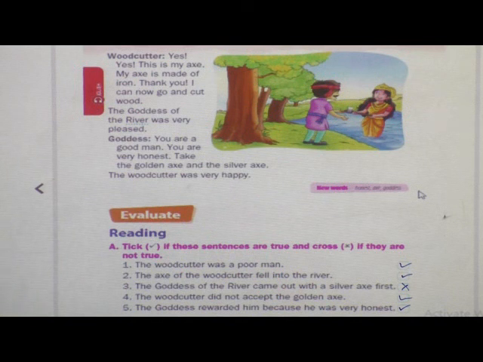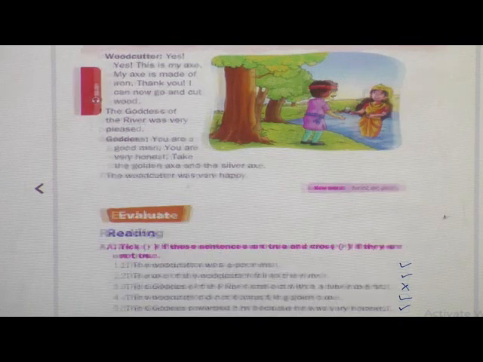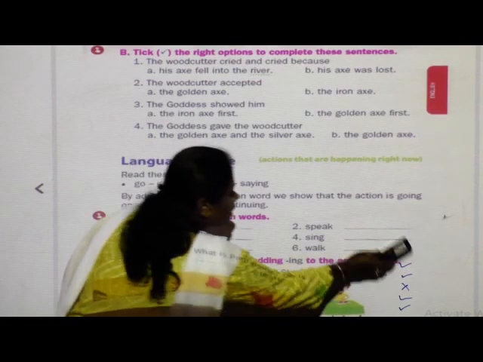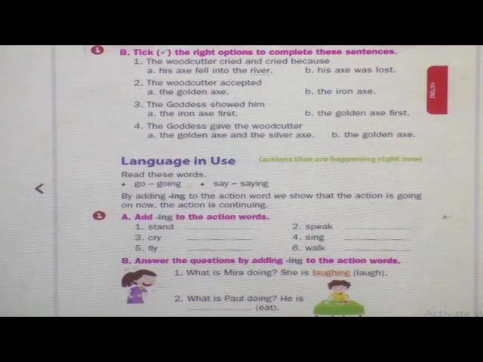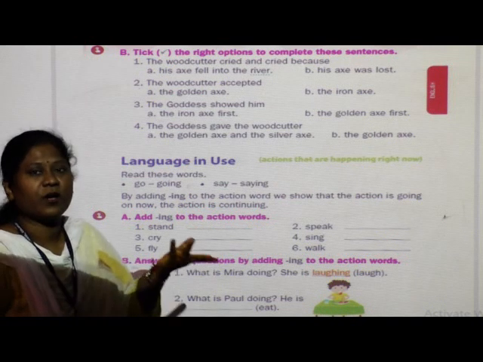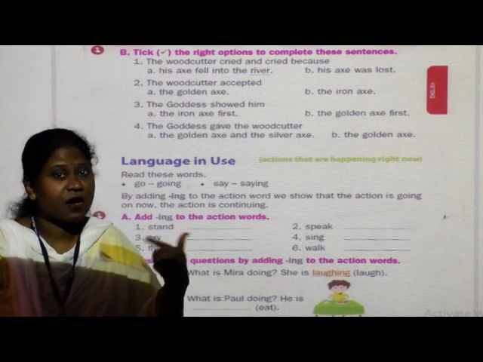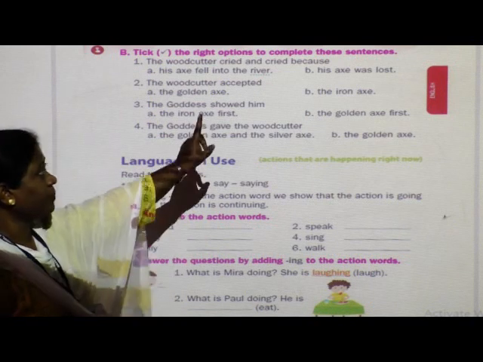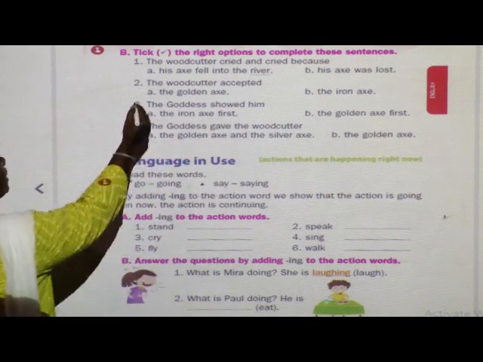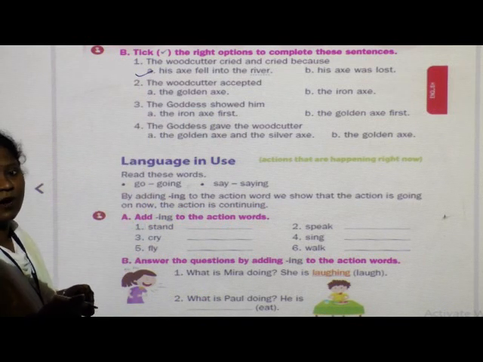Okay, children. So next one, B question on page number 45. You have to take out page number 45. Take the right option to complete these sentences. Here two options are given to you, children. From that, you have to take out the correct option. The woodcutter cried and cried because his axe fell into the river or his axe was lost. Why was he crying, children? Because his axe fell into the river and his axe was not lost. So that B1 is not the answer. So the A1 is the correct answer. So you have to tick mark for the A1.